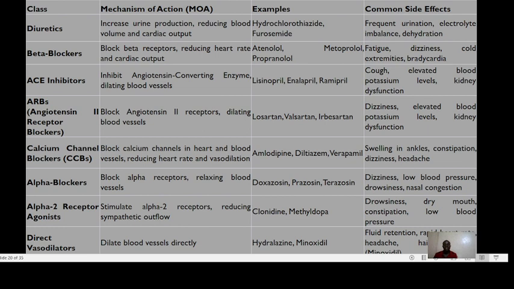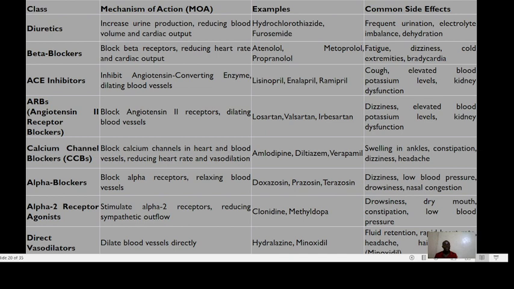So here is a summary of the drugs that we can use to treat hypertension, starting with the diuretics, which work by increasing urine production, reducing blood pressure and cardiac output. A good example could be furosemide or hydrochlorothiazide. Okay, beta blockers. These beta blockers block beta receptors, reducing heart rate and cardiac output. Examples could be atenolol, propranolol, metoprolol. Okay, ACE inhibitors inhibit angiotensin converting enzyme.